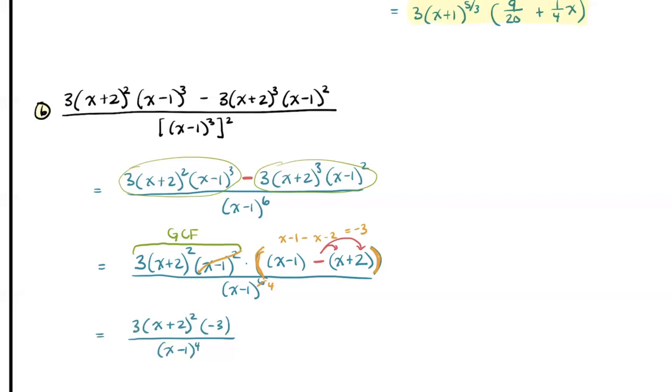Now 3 times negative 3, I might just write that as negative 9. But other than that, everything is nice and factored, x plus 2 squared. No need to expand that out. If something's factored, you generally want to leave it that way, and same thing in the bottom. I think you'd agree that this is way nicer than what we began with. There's no question about that.